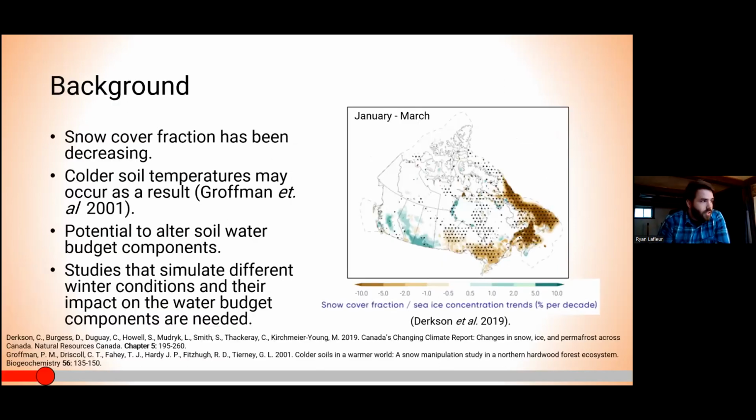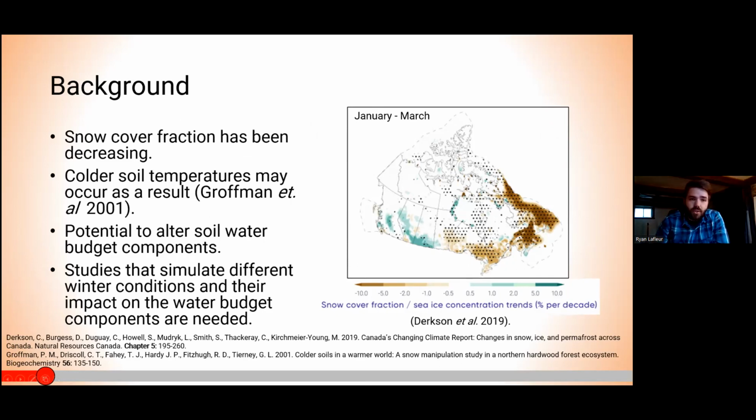Just to reiterate some of the points that some of our other speakers said, and some background on my research: it has been noticed that over the past 50 years or so, there's been about a 5 to 10% decrease per decade of what's called the snow cover fraction, which refers to the thickness and the duration of the snowpack throughout the non-growing season.